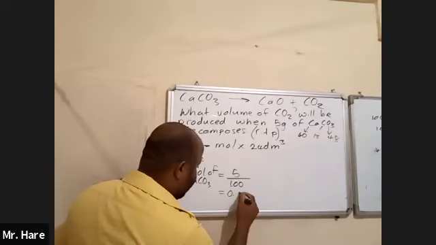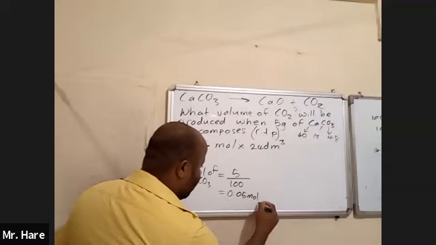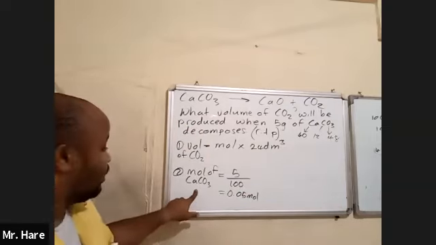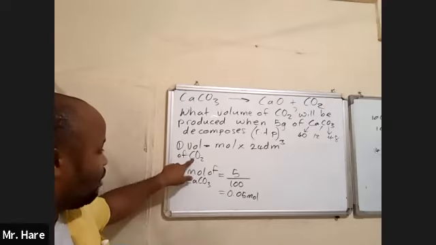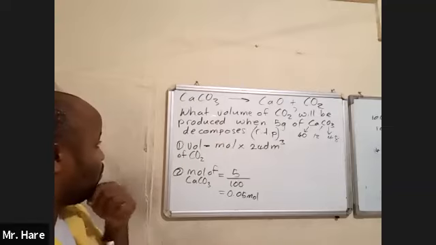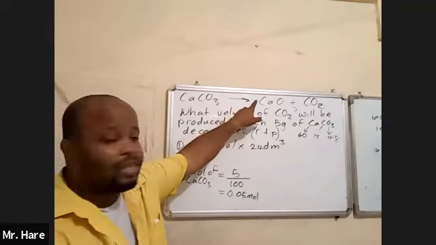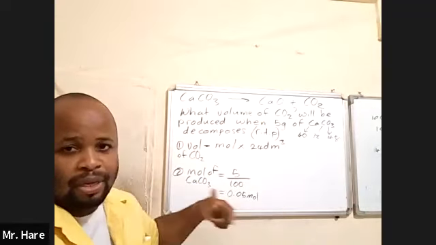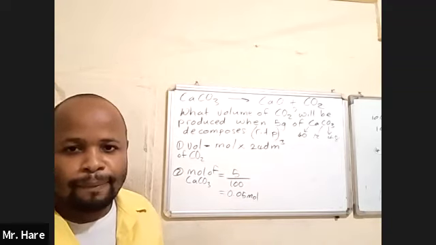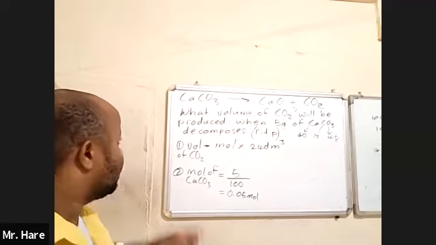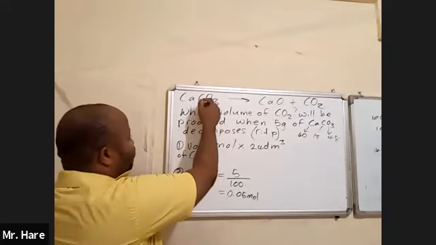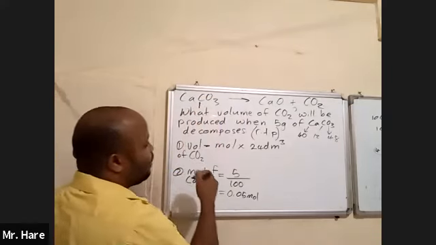So 0.05 moles. This is the mole of calcium carbonate, but what we need is the mole of CO2. To get the mole of CO2, you have to use the balanced equation. You're supposed to be familiar with mole ratio, right? Yes, sir. Right. So based on this balanced equation, we have 1 mole of calcium carbonate.